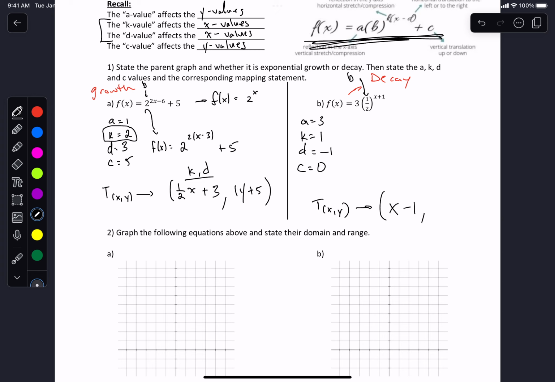And what about the y values? There's a vertical stretch there by a factor of 3. So we're going to take our y values and multiply them by 3. And then what? That's it. That's your mapping statement. Because there is no vertical translation for this question. Okay, I get the point when we graph these, like 3 points is probably lots for this. Okay?